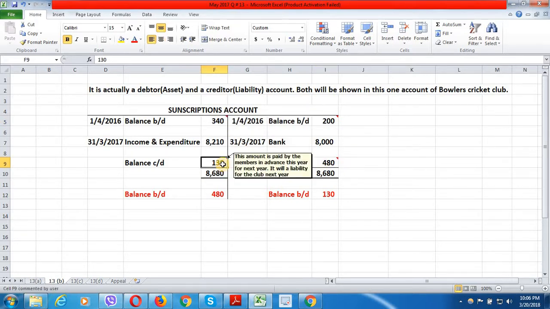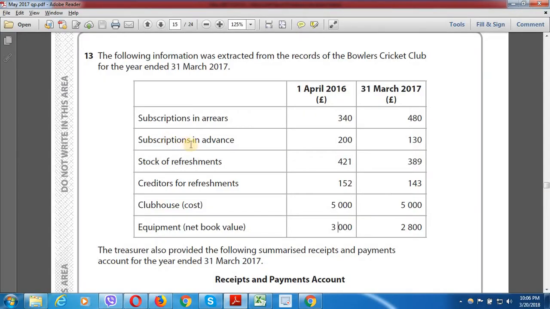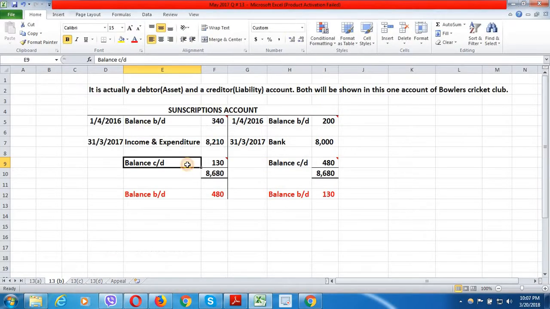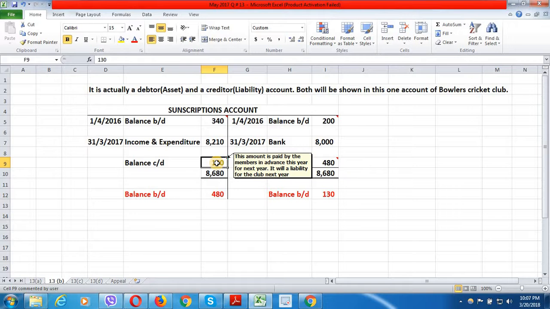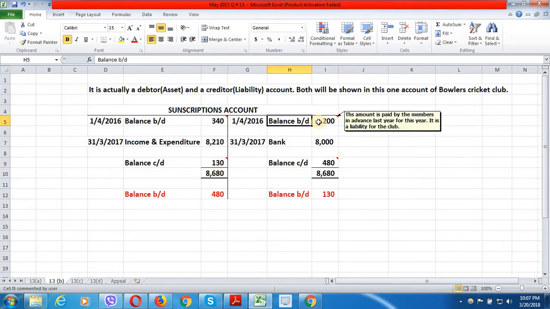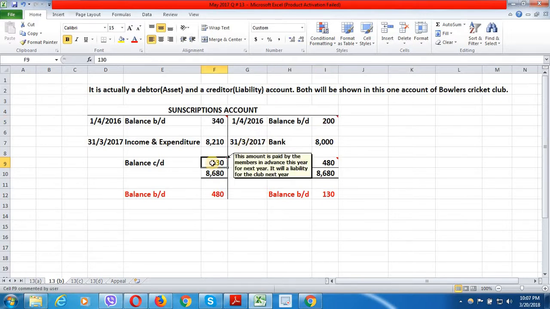Then come the closing balance of liability. Subscriptions in advance 130. Balance CD 130. This amount is paid by the members in advance this year for next year. It will be a liability for the club next year. As the opening liability was shown 200, in the same way the closing liability will be shown.